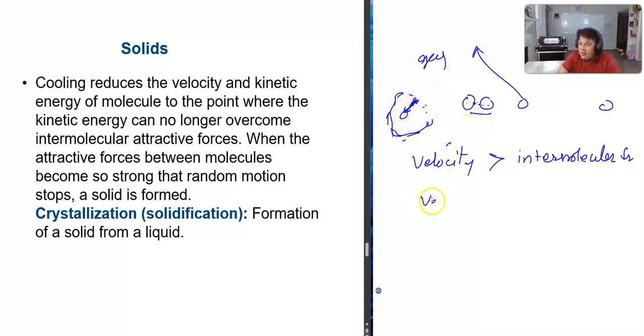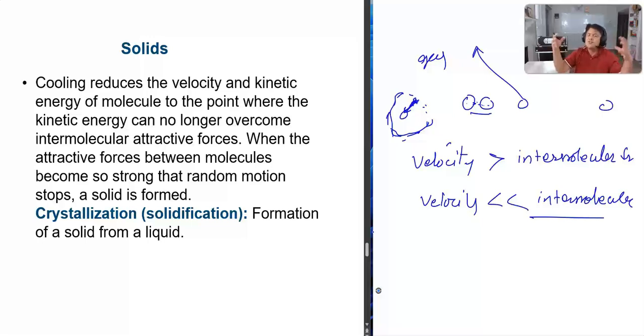But if the velocity is way smaller than the intermolecular force, then that is a solid. That's why, when cooling reduces the velocity and kinetic energy of the molecules to the point where the kinetic energy can no longer overcome the intermolecular attractive force, they are solid. When the attractive force between molecules becomes so strong, the random motion stops and the solid forms.